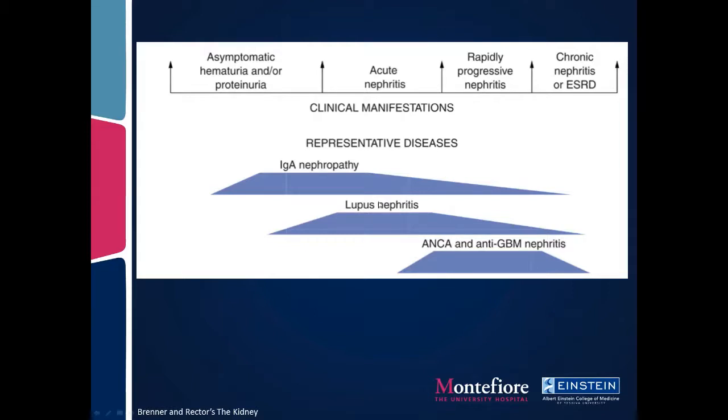Lupus nephritis can present on both sides of the spectrum, and IgA nephropathy is one of the conditions that presents more on the asymptomatic hematuria and proteinuria side of things. So if somebody is referred to you for just asymptomatic hematuria, a little bit of proteinuria, maybe a slight decrease in kidney function, you're more likely to find IgA nephropathy. Whereas if they have hematuria, proteinuria, and severely worsening kidney function, you're more likely to have ANCA and anti-GBM, and lupus nephritis comes in between those.